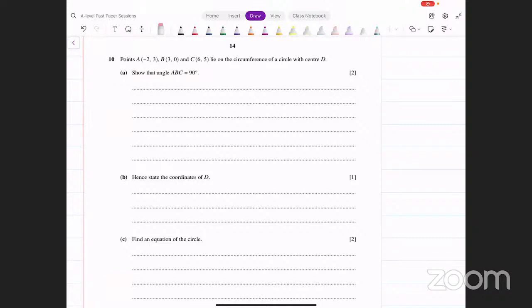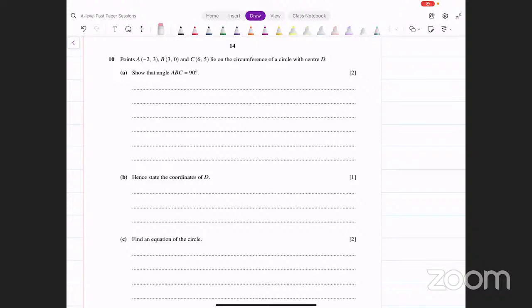Yeah, so points A, B, and C lie on the circumference of a circle with center D. You got these 3 points. They lie on the circumference of a circle. Show that the angle ABC is 90 degrees. Angle ABC 90 show करना है, कैसे करेंगे?